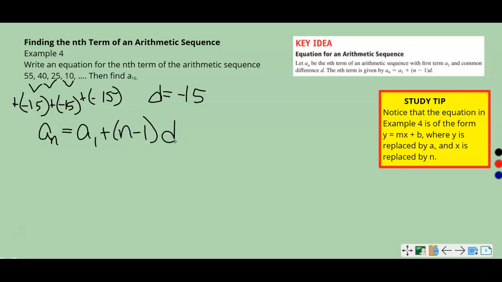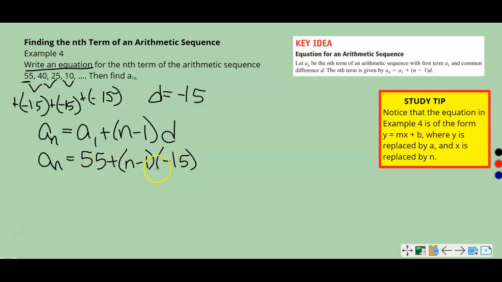All right, so for now, we're just trying to write an equation. So we're not going to worry about the 16th term just yet. So let's say a sub n equals our first term. We can see that as 55 plus n minus 1 times our common difference, which we found to be -15.